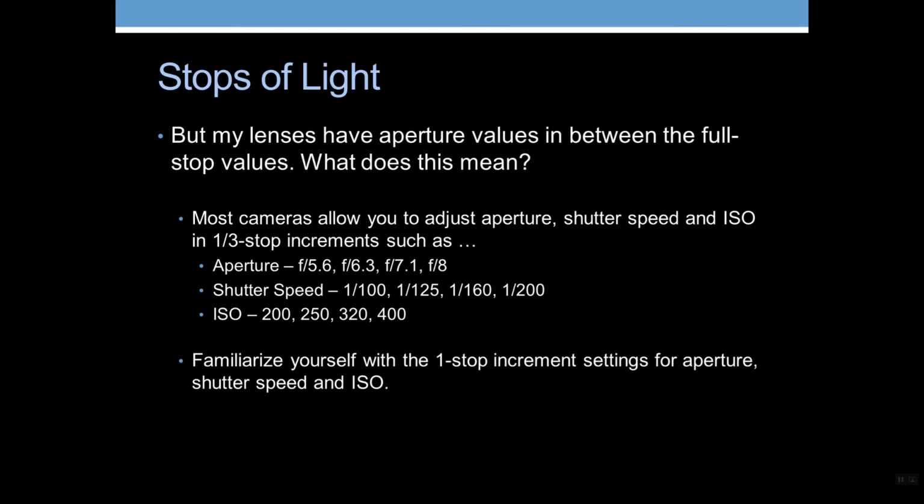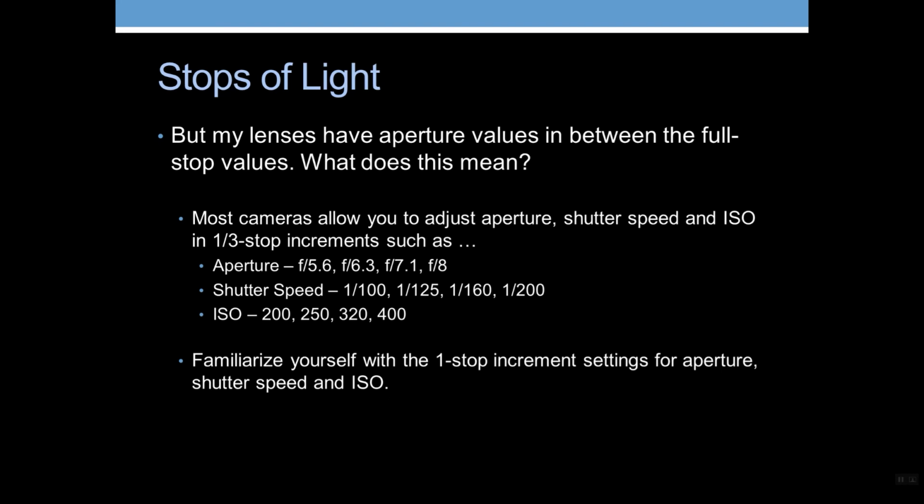What does this mean? Well, most cameras allow you to adjust your aperture, shutter speed, and ISO in 1/3 stop increments. So if we look at these examples, aperture, let's say we start at f5.6, we have in between f5.6 and f8, which are the full stop increments, 6.3 and 7.1. Each of those positions represents 1/3 of a stop of light.